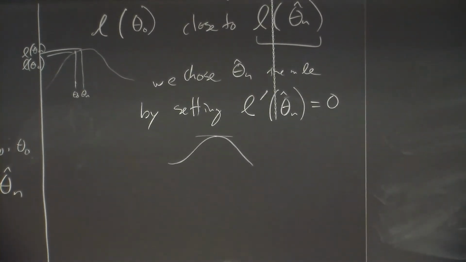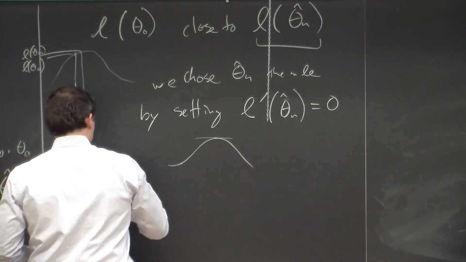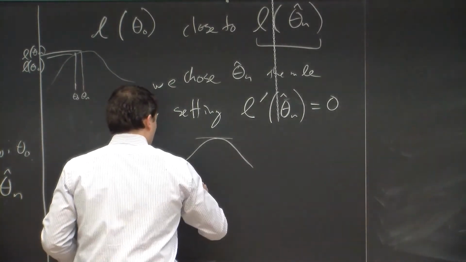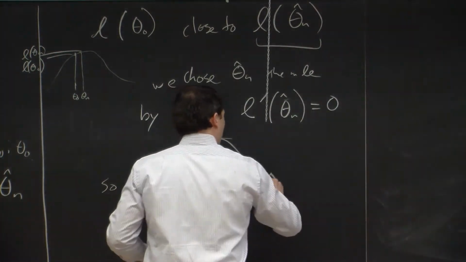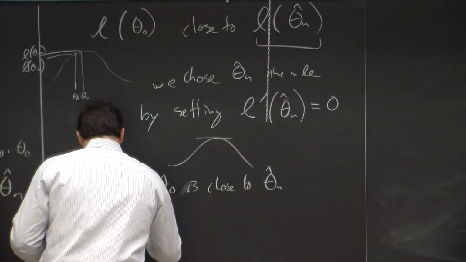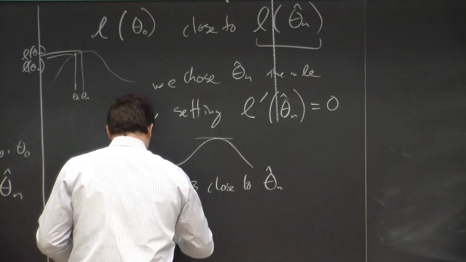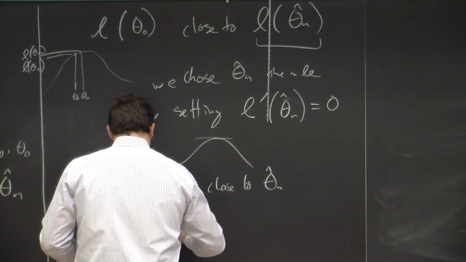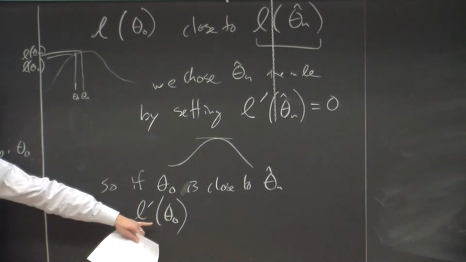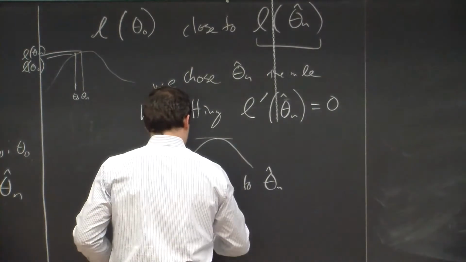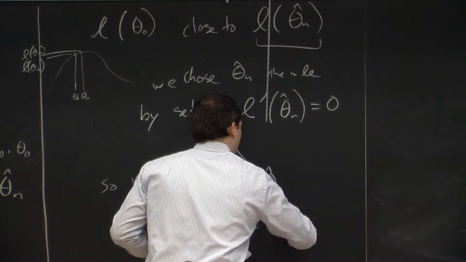All right, so that means that if theta naught is close to our estimate, then the derivative of the likelihood function applied to theta 0, the null hypothesis, should be close to 0, because that's equal to L prime of theta hat n.